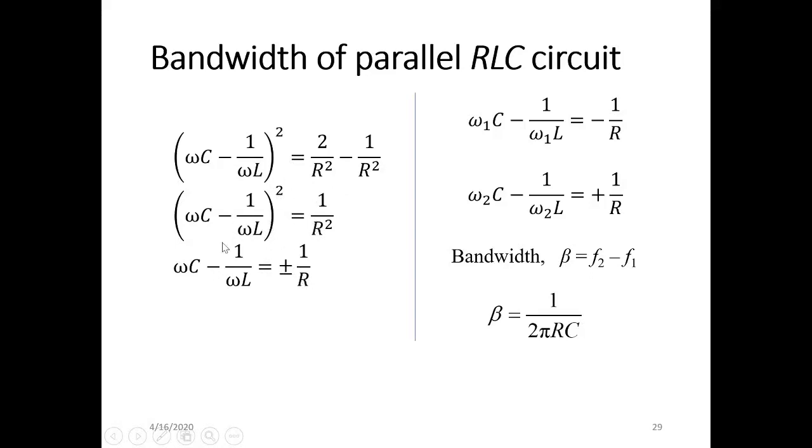So the square is gone away. So omega C minus 1 by omega L, which is equal to 1 by R squared, that will become plus or minus 1 by R. Now I am splitting into 2.